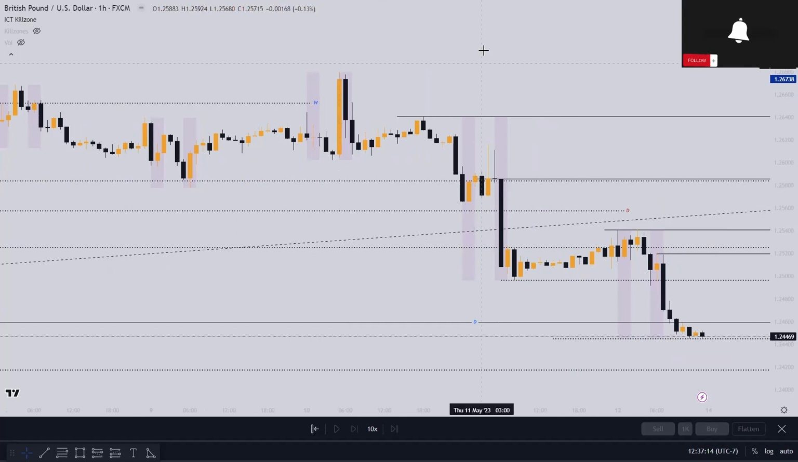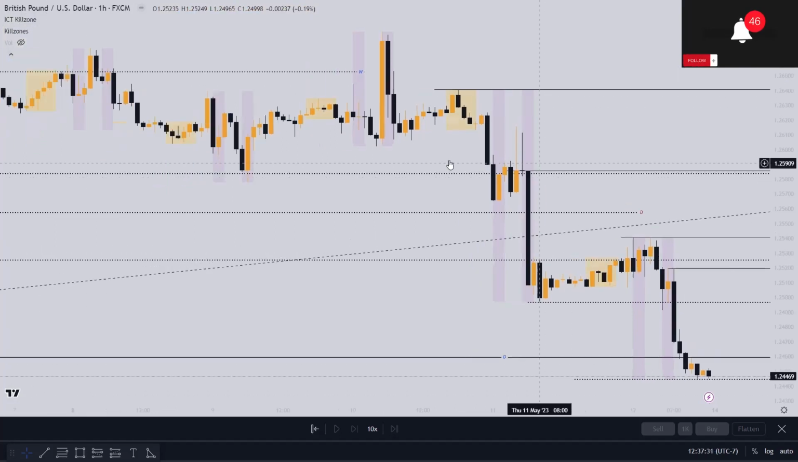They're called sessions, but this is a good one. This is a good indicator to have. I barely use it because I don't need it anymore, because I kind of know when the volume comes into the market. But there's this one, ICT kill zones, that gets you the London and the New York session. And this is the one I use for the Asian session.